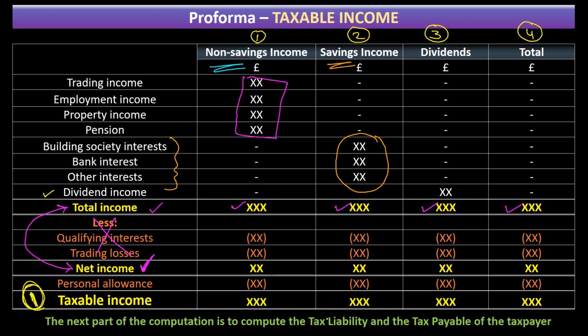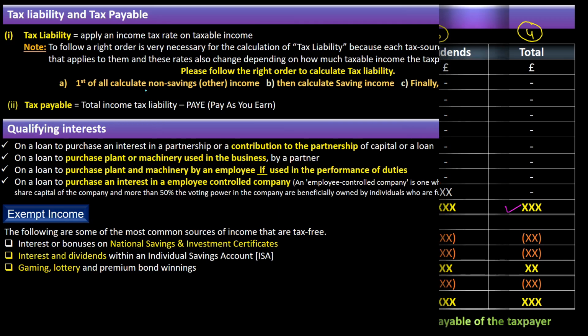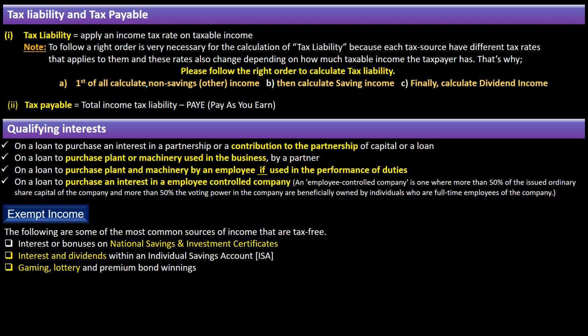Now we have to calculate tax liability and tax payable as the second part of the calculation. So now we have discussed how to calculate taxable income. Now it's time to discuss how to calculate tax liability and tax payable, which is our second step of the calculation. First of all, let's talk about tax liability.